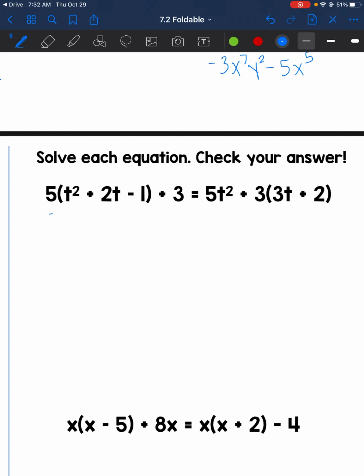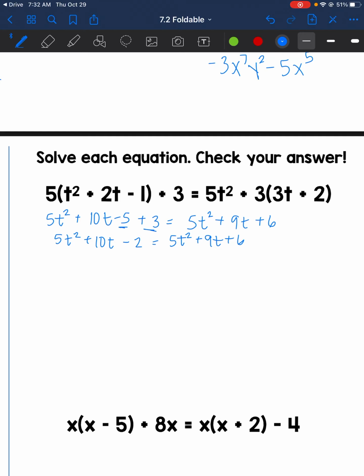Okay, so let's distribute this 5 here. We have 5t squared plus 10t minus 5 plus 3 is equal to 5t squared plus 3 times 3t is 9t plus 6. Okay, so let's combine like terms where we can. Right here, we can combine this negative 5 and this 3. So we have 5t squared plus 10t, and then negative 5 plus 3 is negative 2, and that's equal to 5t squared plus 9t plus 6.